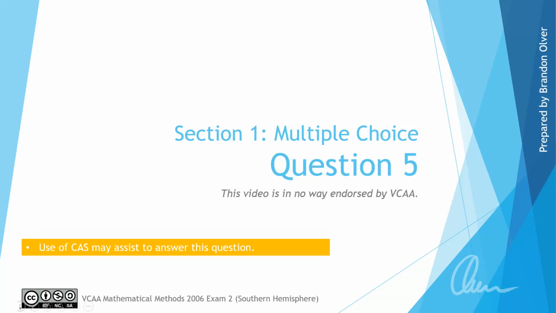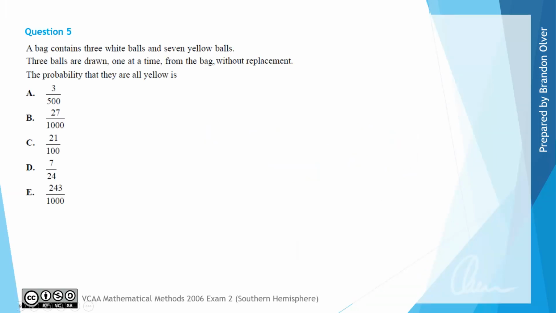Now, before we move on, I'd just like to point out that the use of a CAS calculator may be used to assist in answering this question. So for question 5, we're told that a bag contains 3 white balls and 7 yellow balls. 3 balls are drawn one at a time from the bag without replacement. The probability that they are all yellow is one of the following.